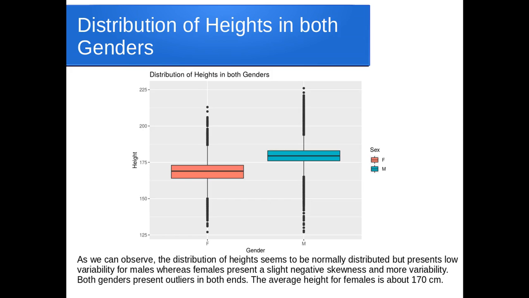One of those is the distribution of heights, which is normally distributed for men and women. The average height for a woman is about 165 centimeters, while for men the average height was about 179 centimeters. One characteristic of those two variables is that, for females, there is a higher variability compared to men, and both variables have a lot of outliers, as shown in the graph.